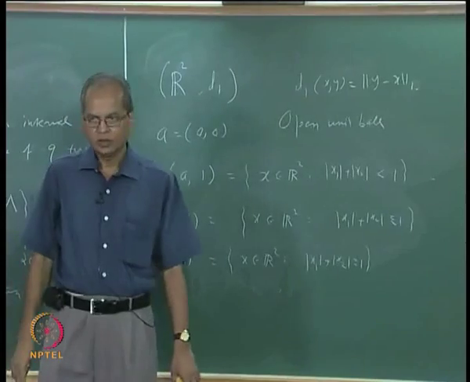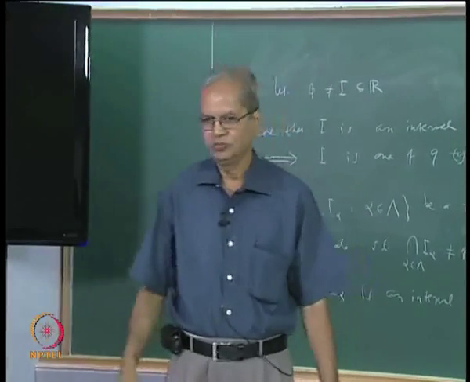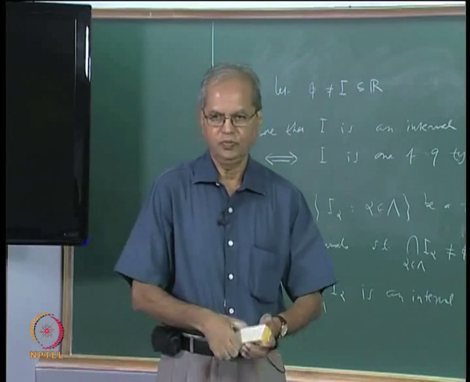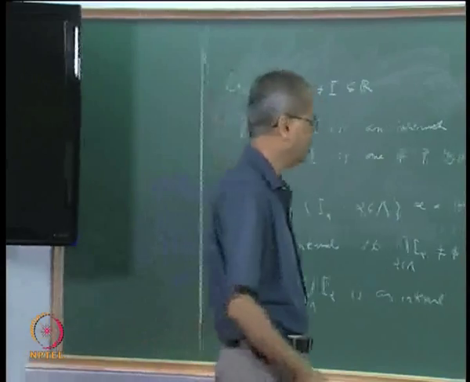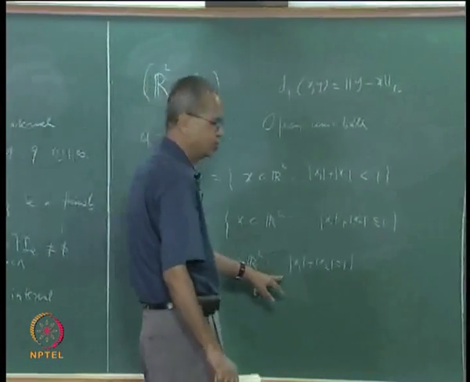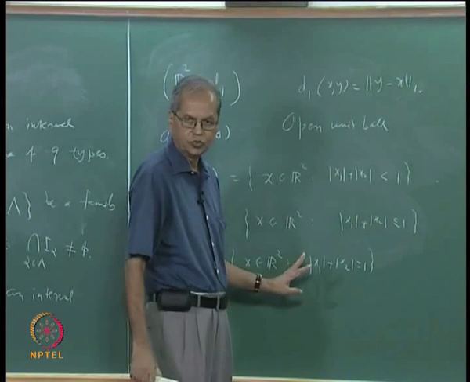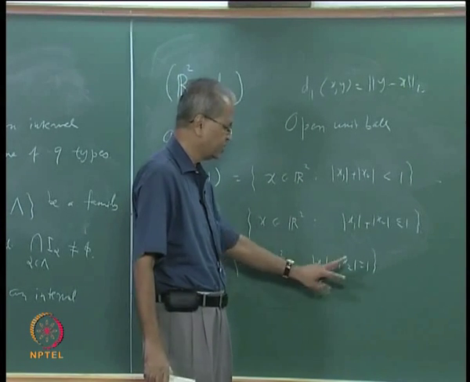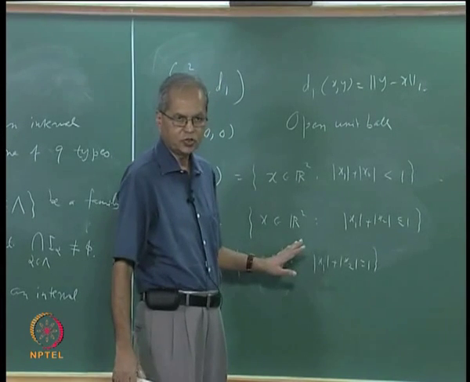You have to make various cases: both x1 and x2 bigger than or equal to 0, both less than or equal to 0, or one is bigger than 0 and the other is less than 0, etc. Let us start from the beginning. Suppose both are bigger than or equal to 0, then mod x1 plus mod x2 is nothing but x1 plus x2. So that is nothing but x1 plus x2 equal to 1. So the set of all those points for which x1 plus x2 is equal to 1.